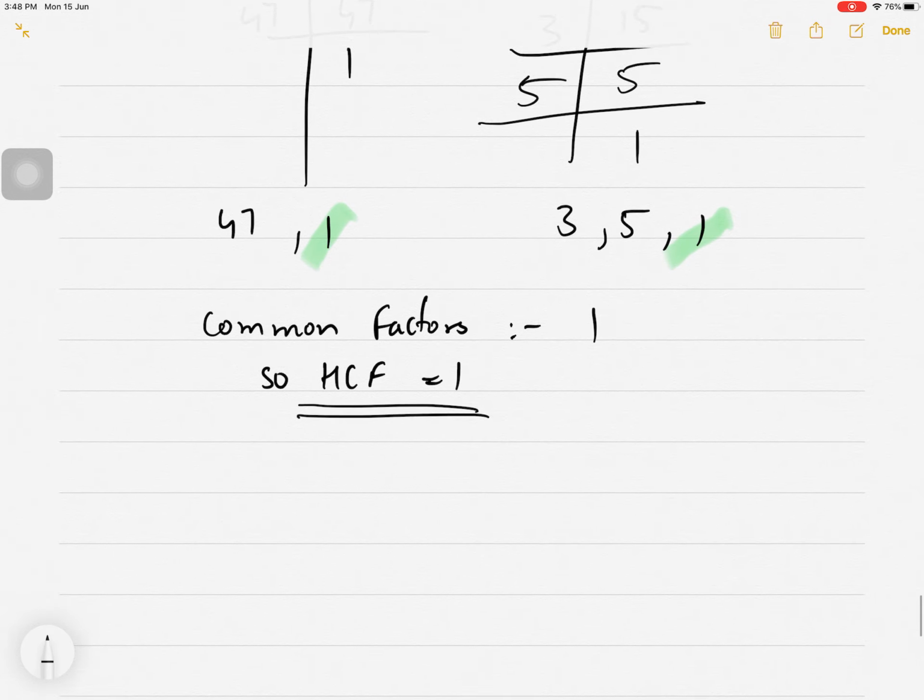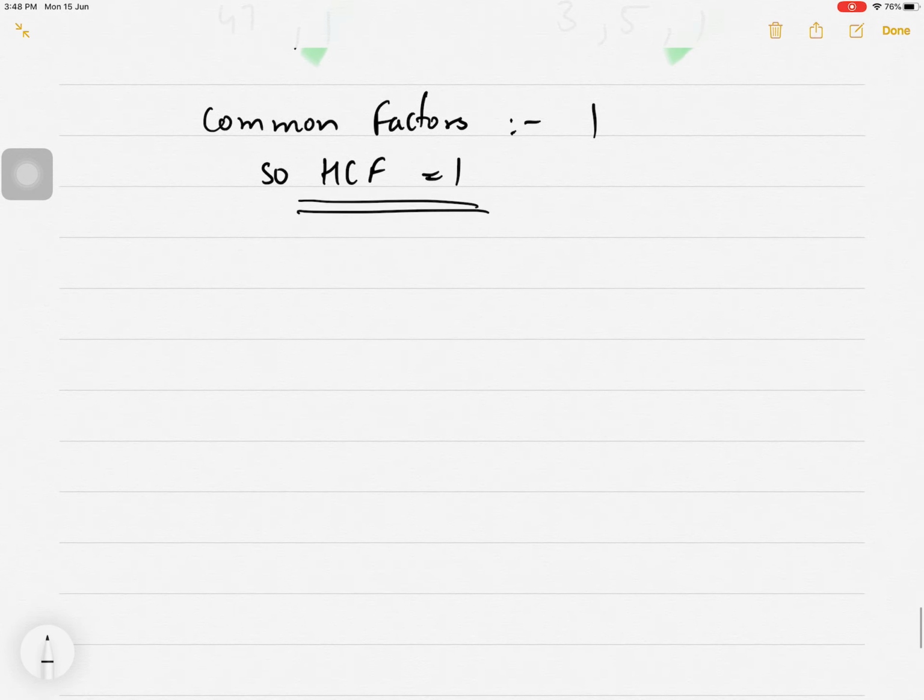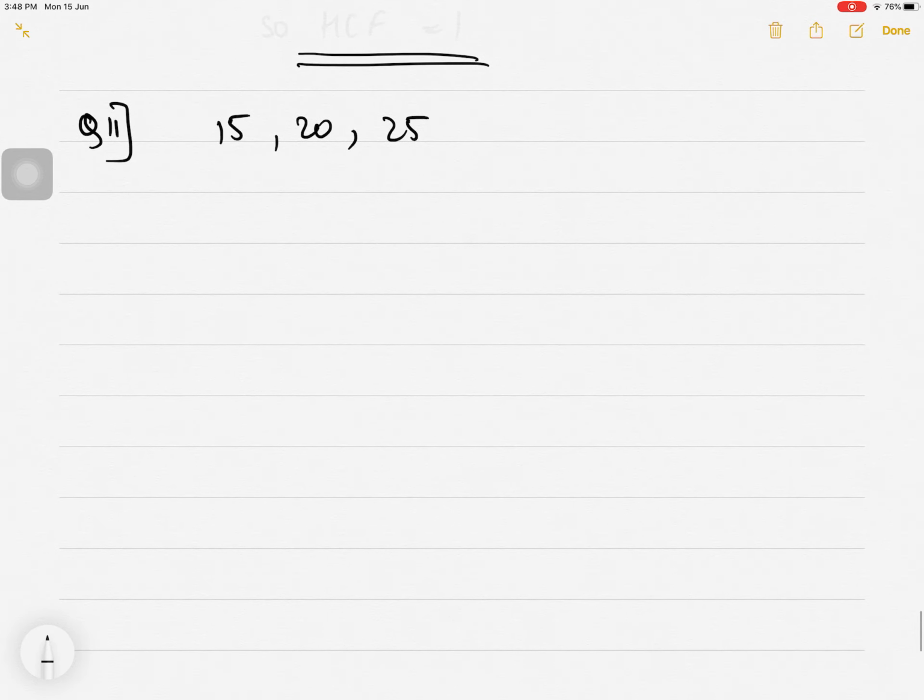Okay, let's solve the last question for the day. I want you to solve it yourself. Find HCF for 15, 20 and 25. 15, 20 and 25. Let's solve it. Solve it on your own.